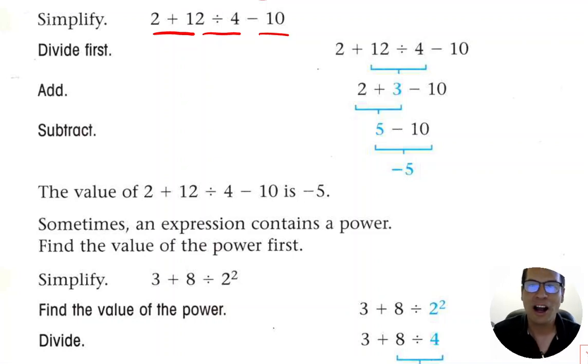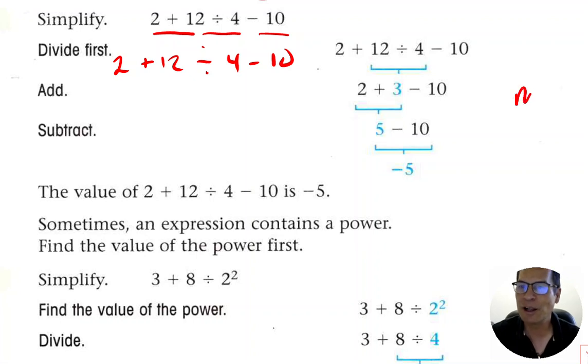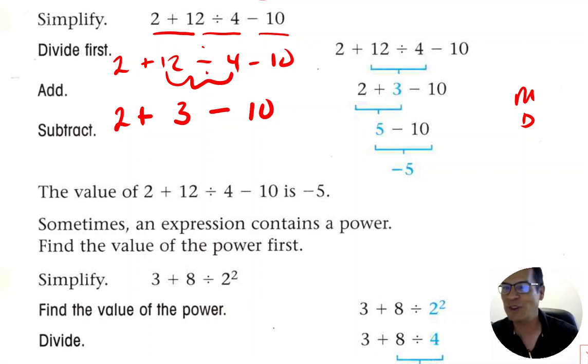Okay, so I'm going to write the problem down: 2 plus 12 divided by 4 minus 10. Well, in PEMDAS, multiplication and division are first. So multiplication and division from left to right. So I'm going to bring down my 2 and my plus. 12 divided by 4 is 3. And then minus 10. I'm just bringing everything down.